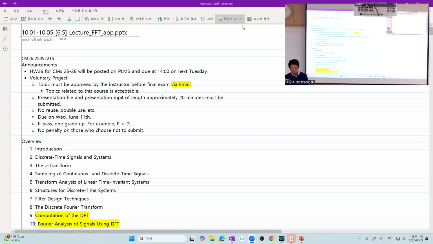We will have the homework. There will be many MATLAB problems related to what you've seen in the recent class meetings. About the voluntary project, there are only a few students who volunteered to do the project. I encourage more students to participate in the project.